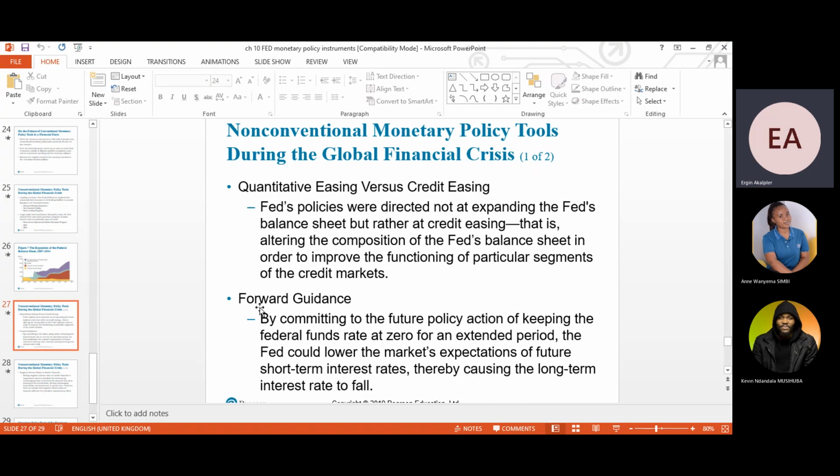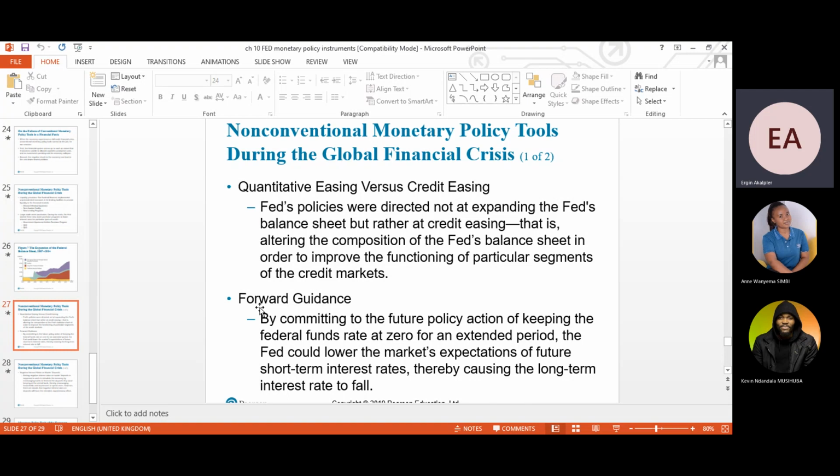And this is altering the composition of the Federal balance sheets in order to improve the functioning of particular segments of the credit markets. As I said, that is credit easing or quantitative easing, and how it is realized. I also mentioned to you the forward guidance. By committing to the future policy action of keeping the federal funds rate at zero for an extended period, the Fed could lower the market expectations, because when you are increasing the interest rate, this will also cause some problem to the economy.